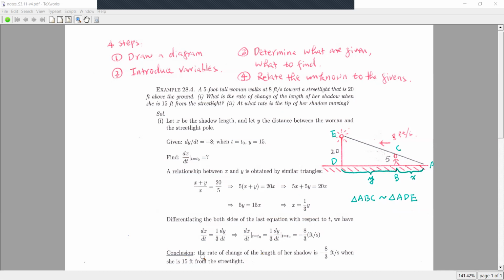Conclusion: the rate of change of the length of her shadow is negative 8/3 feet per second at the instant when she is 15 feet from the street light. Negative means x is decreasing.